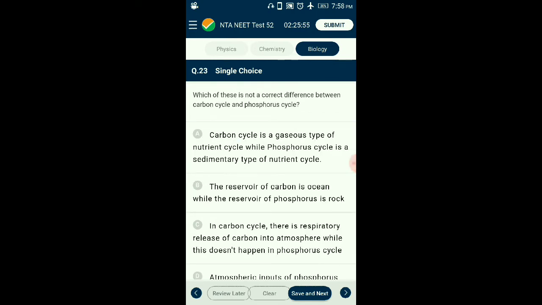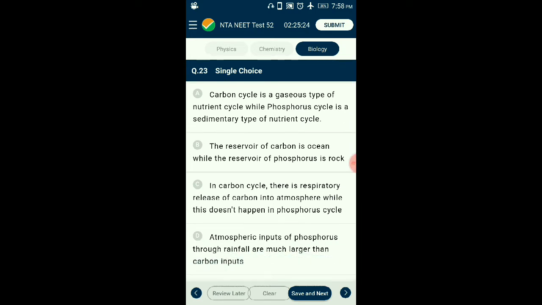Question number 23. Which of these is not a correct difference between the carbon cycle and the phosphorus cycle? The reservoir of a gaseous type of nutrient cycle, for example the nitrogen and carbon cycles, exists in the atmosphere, and for the sedimentary cycle, for example the sulfur and phosphorus cycles, the reservoir is located in Earth's crust. 71% of carbon is found dissolved in oceans.